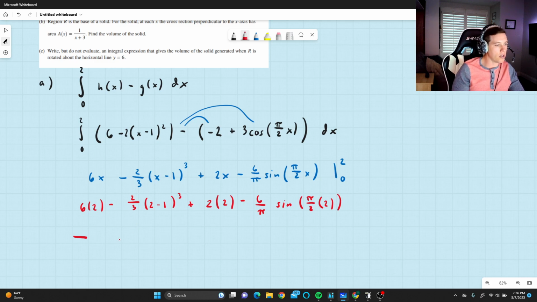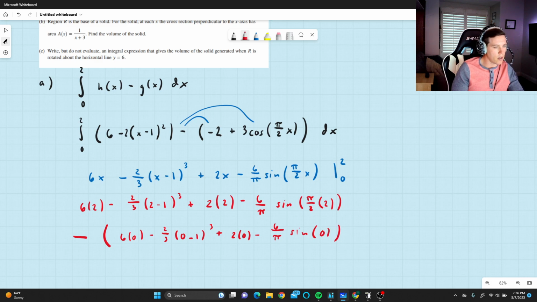So it's all that minus, I try to keep it on the same line, but I'm out of room, so I'm going to do it here. Plug in 0. That first term is 0. So this, use parentheses. You can even do 6 times 0 if you really want. Minus 2/3 times 0 minus 1 cubed plus 2 times 0 minus 6 over pi sine of 0. Done.